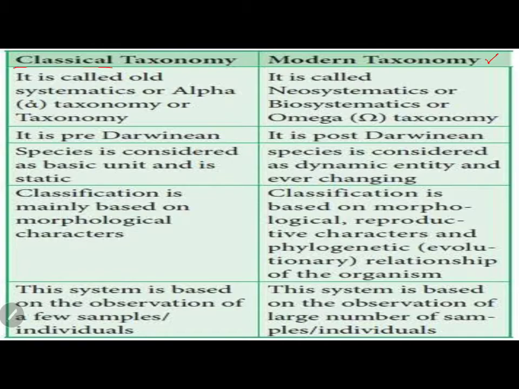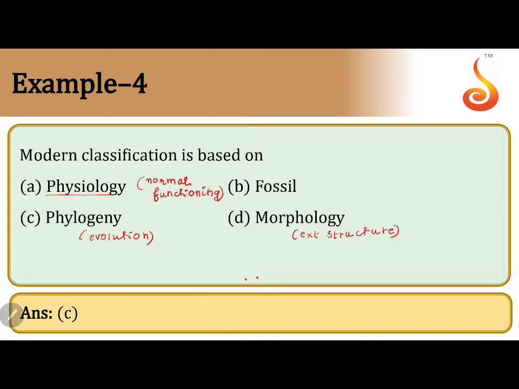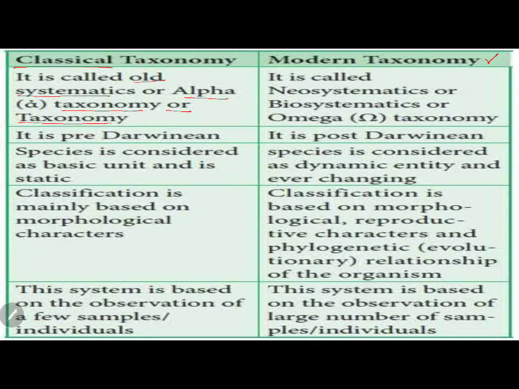Even this can be a question. So old systematics or alpha taxonomy or simply taxonomy. So what is alpha taxonomy? We shall see it in another concept video. Whereas modern taxonomy is called as neo-systematics, new systematics based on evolutionary history. Biosystematics, because we are understanding the evolutionary history of the living organisms, or omega taxonomy. So alpha and omega, we shall do it together in another concept video.